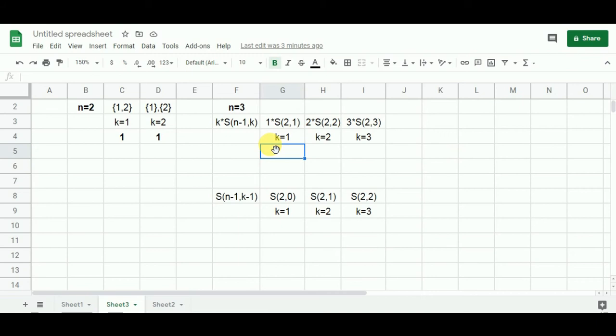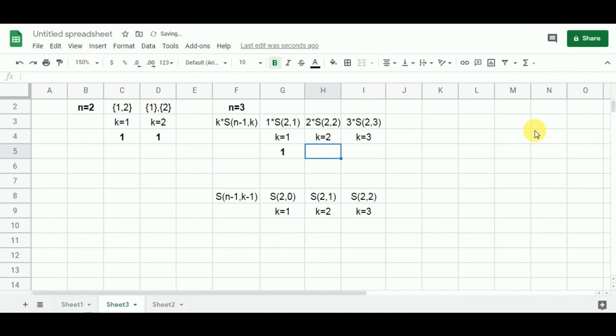So what does this mean? We have s2 comma 1. That means we are partitioning a set of two integers into one partition. So the value of this s2 comma 1 is 1 over here. Now this means the same thing. That is why I have expanded the partitions of n equals 2. So this value is 1. I am going to put down 1 over here.